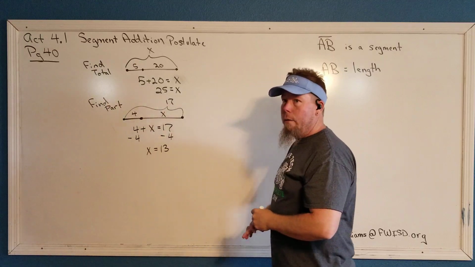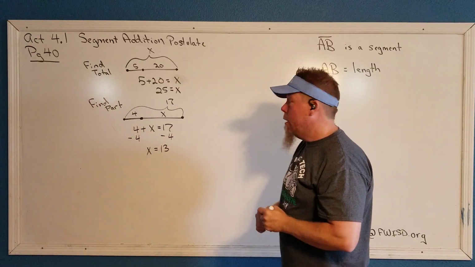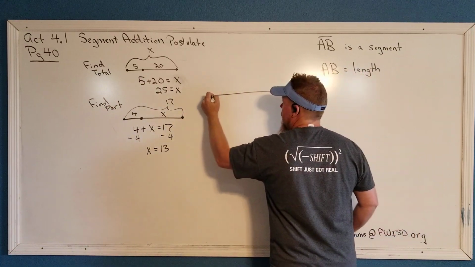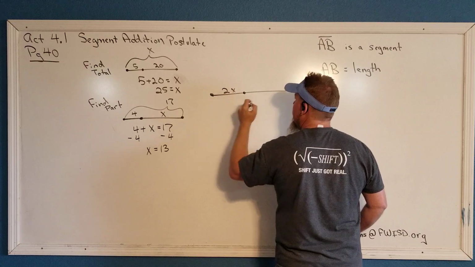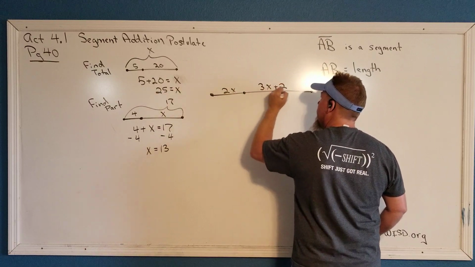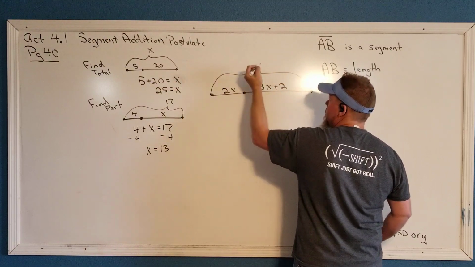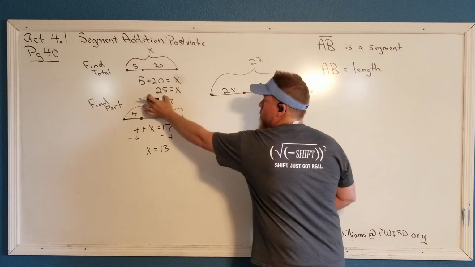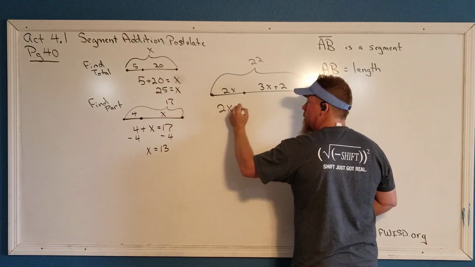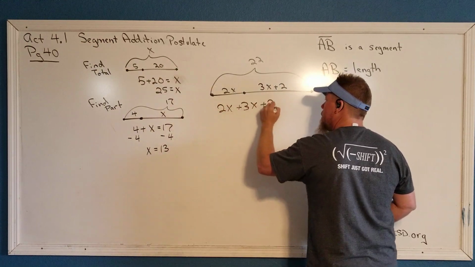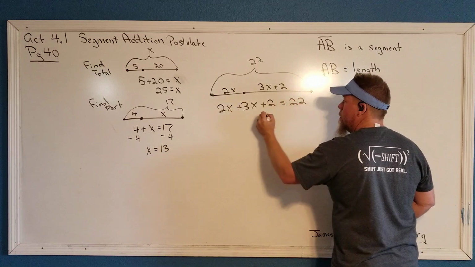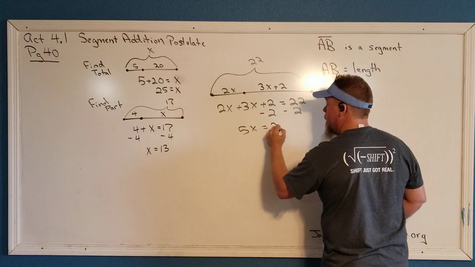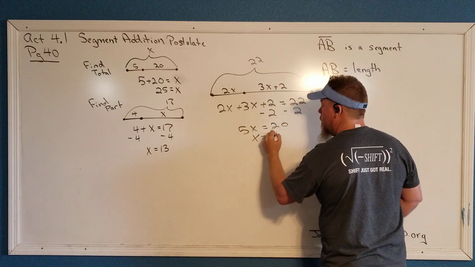What I wanted to take a second on is if they give you algebra, okay? So let's say you have a segment here, and let's say that we have 2x here and 3x plus 2 here, and they tell us that the whole thing is equal to, I don't know, 22. What you would do is exactly the same thing you would do over here. You would have 2x plus 3x plus 2 equals 22. We subtract 2, put our x's together, we get 5x equals 20, and so x equals 4, okay?